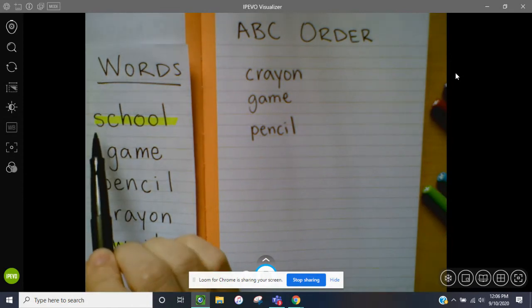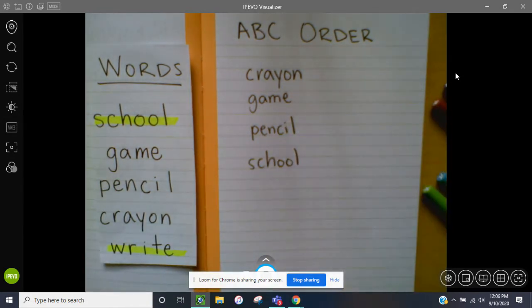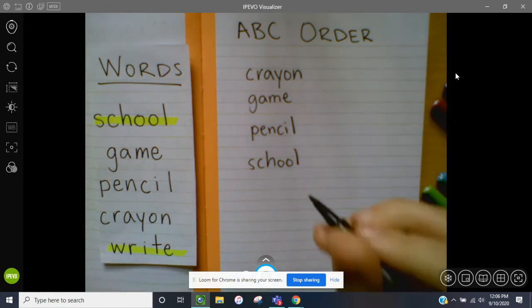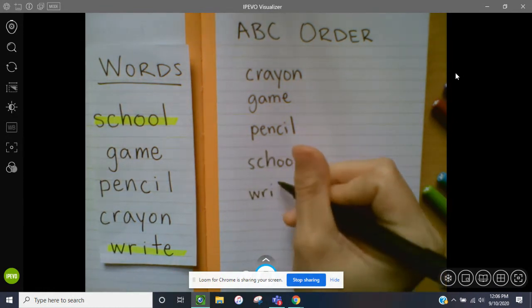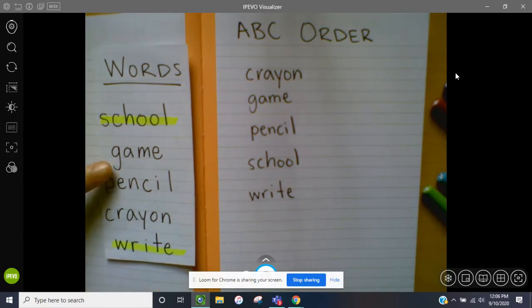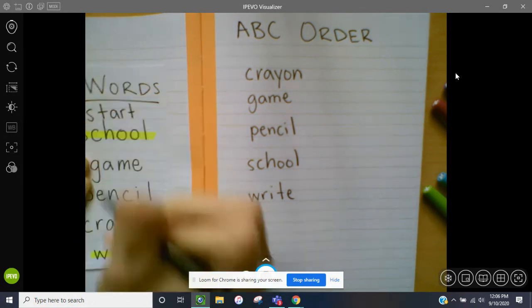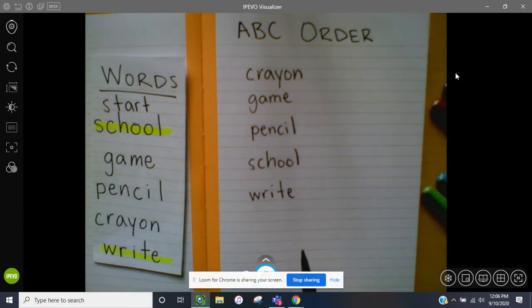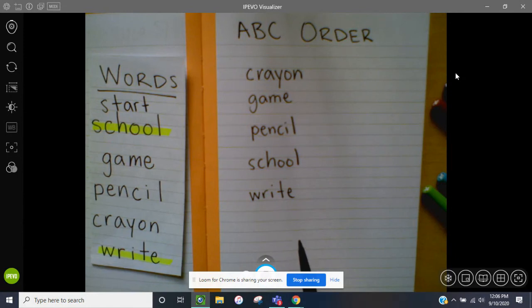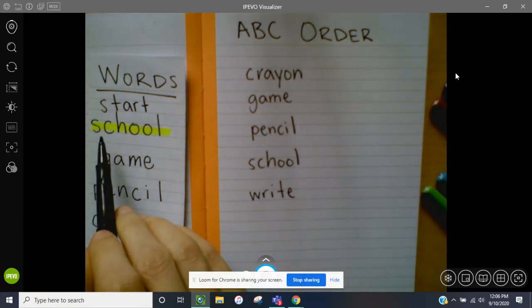Q, R, S, school. T, U, V, W, write. Now, what if we had another word that started with the letter S? What if I had the word start? What do I do when I have two words that start with the same letter? That's right, I look at the second letter. So let's look at the second letters.